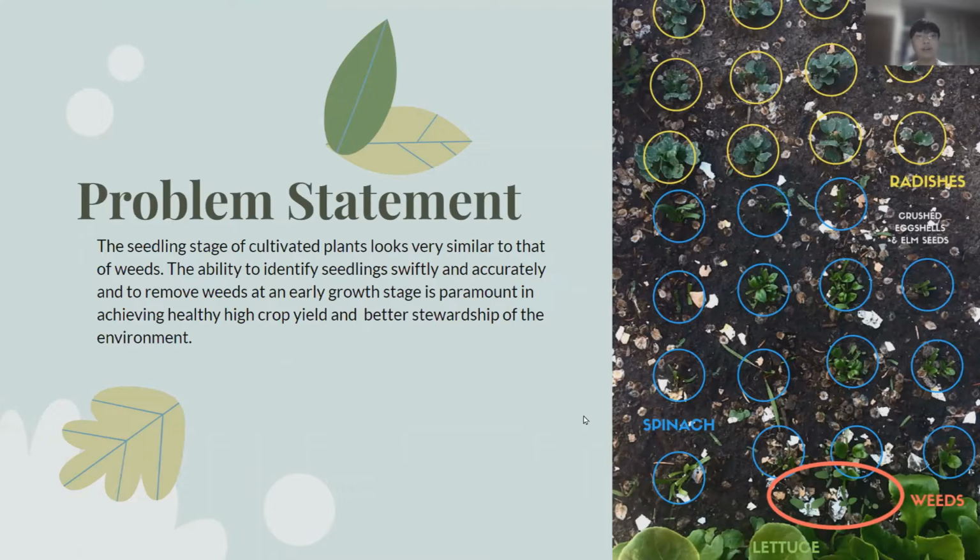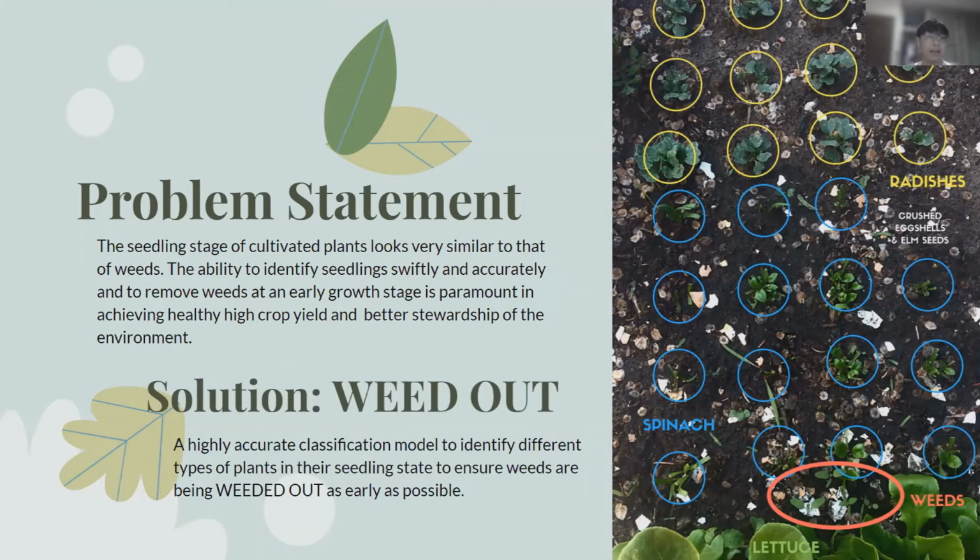The seedling stage of a cultivated plant looks very similar to that of weeds. The ability to identify seedlings swiftly and accurately and to remove weed at an early growth stage is paramount in achieving healthy high crop yield and better stewardship of the environment. And our brief solution will be a highly accurate classification model to identify different types of plant in their seedling state to ensure weeds are being weeded out as soon as possible.